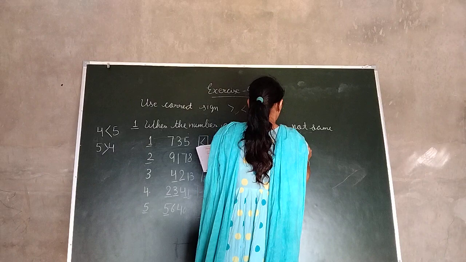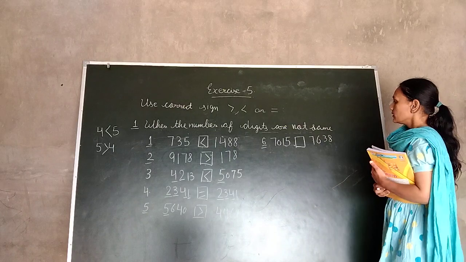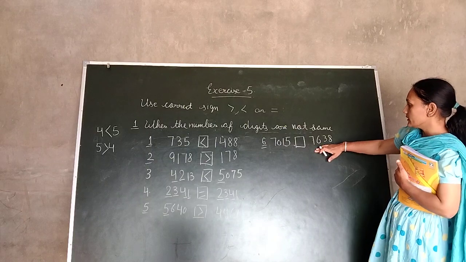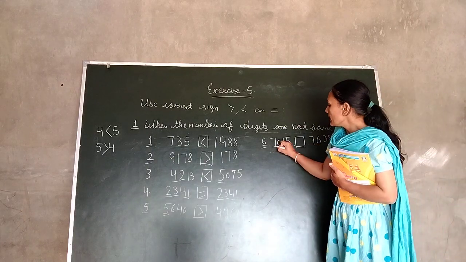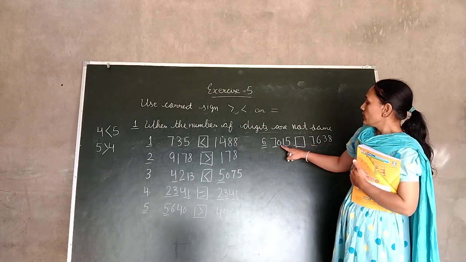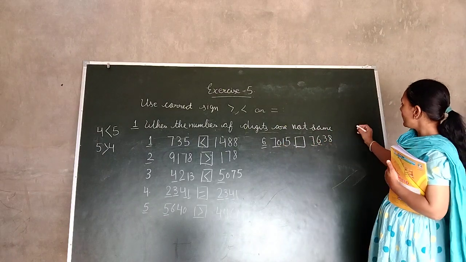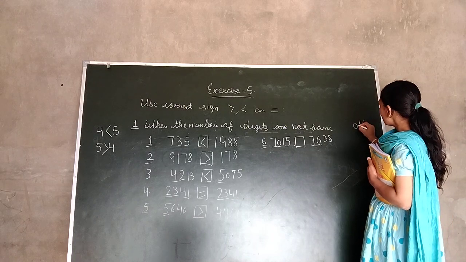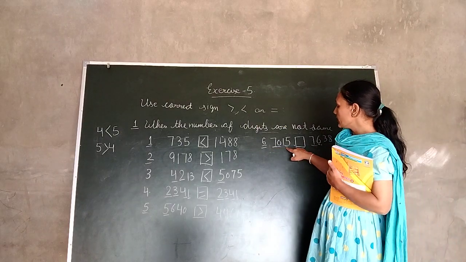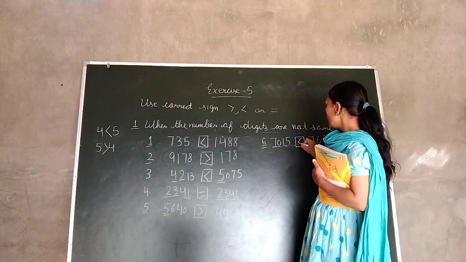Next, sixth question. 7015. And here we have 7638. So this number has 4 digits and this number also has 4 digits. So next what we will do? We will compare the digit in thousand place. Both are same. Next, we will compare the digit in hundred place. Here we have 0 and here we have 6. 0 is less than 6. So what it means? 7015 is less than 7638.